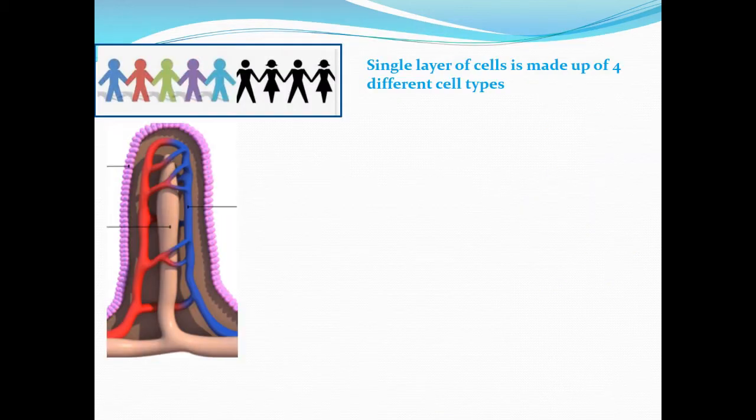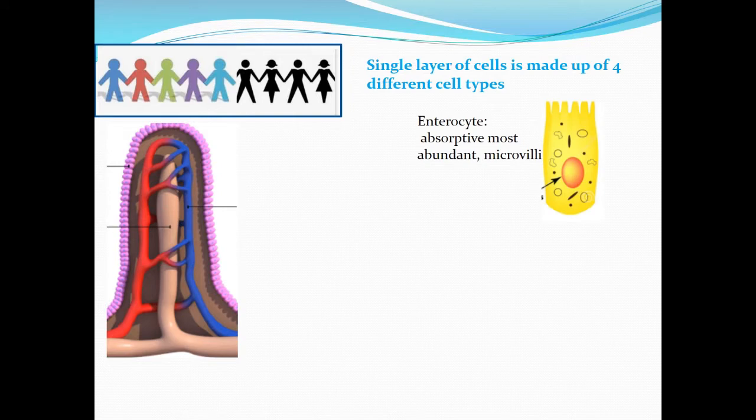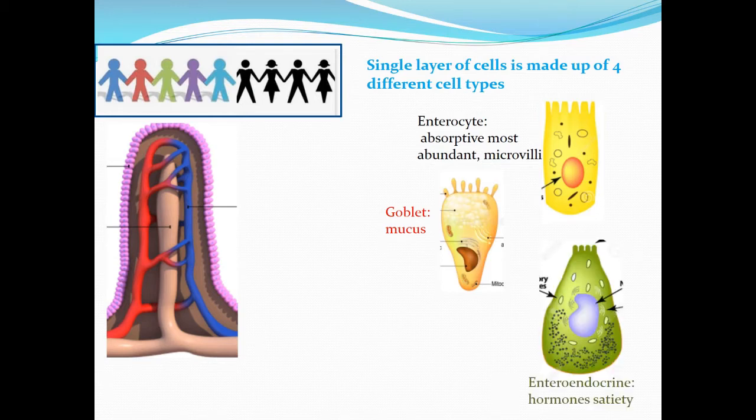But this single layer of cells is not just one cell type, it's actually made up of 4 different cell types. The first one are the enterocytes, and they are the absorptive cells. They're the most abundant by far, and they have all these microvilli. Next is the goblet cells, and these are the mucus cells. And I think Andrew showed you when he swallowed the camera in the last webinar, all the mucus that's produced in the gut. So these are quite common cells as well in that single layer.